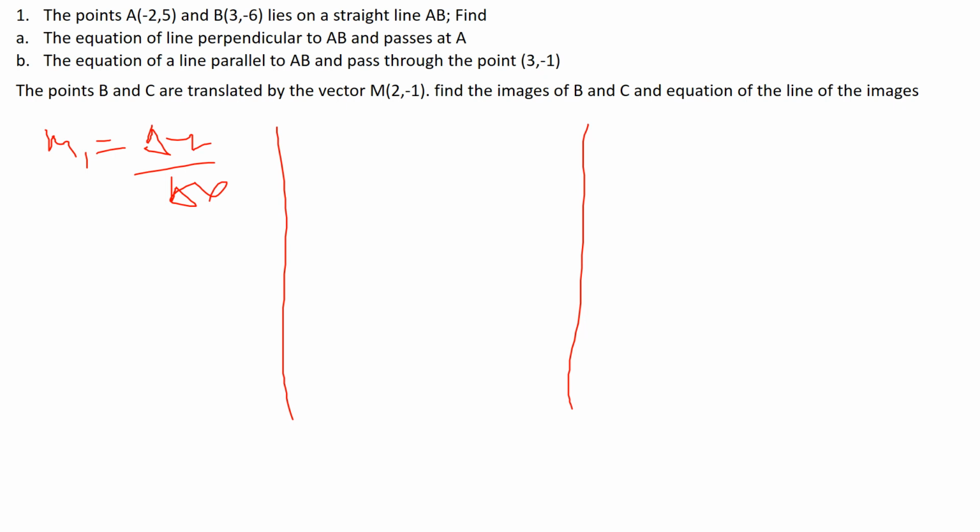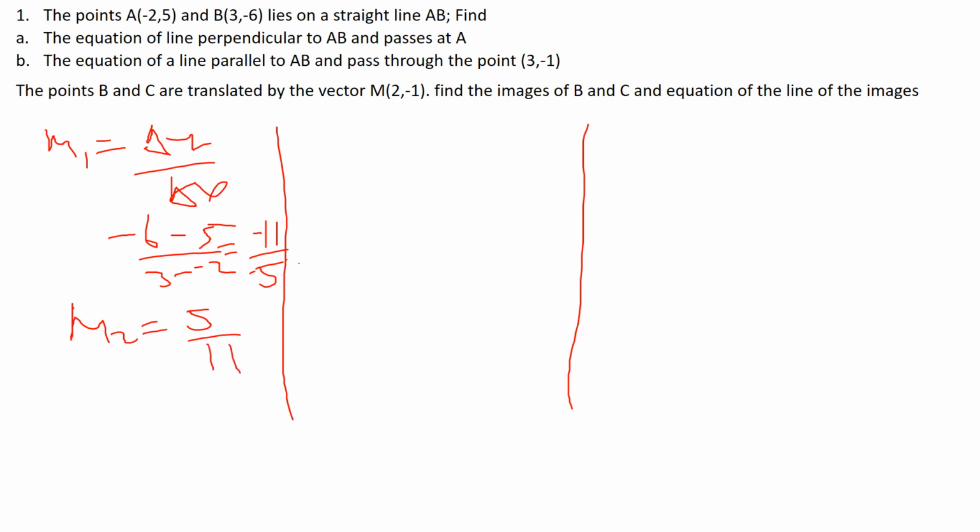So in this case, we are going to have the gradient being negative 6 minus 5 divided by 3 minus negative 2, and this one will give us the gradient as negative 11 out of 5. So now the equation of a line perpendicular to AB and passing through that point will be given by the gradient m2. This one will be the reciprocal of that, and then of course we do away with the negative, so it will be 5 out of 11.